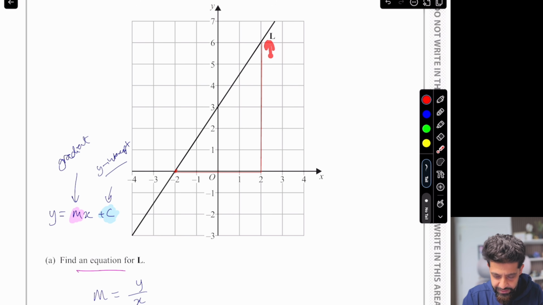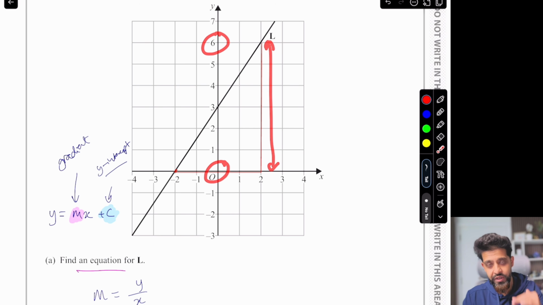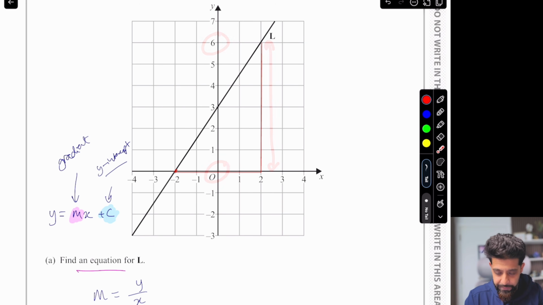Then you find the gap. On some questions, please read the units that you're given, the intervals. Sometimes 2 squares can be 1, so be aware of that. Anyway, here you got this as 6. And the gap here is from -2 to 2, so that's 4. So 6 is your y right there, and 4 is your x right there. So you have 6 divided by 4.